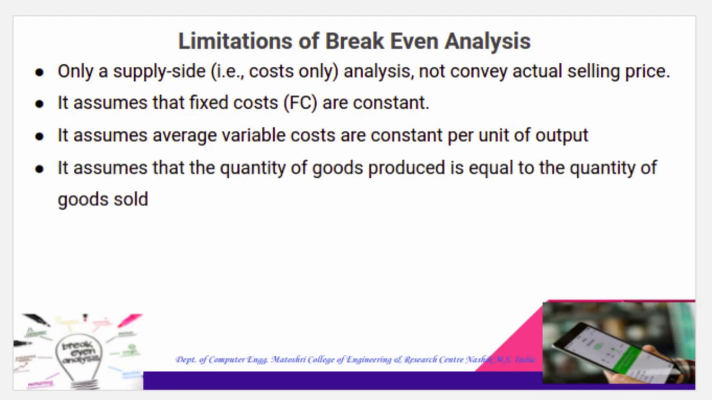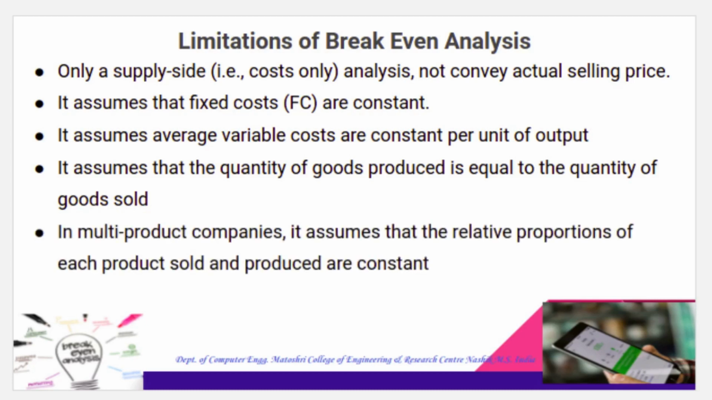It assumes that the quantity of goods produced is equal to the quantity of goods sold. There is no change in the quantity of goods held in inventory at the beginning of the period and the quantity of goods held in inventory at the end of the period. So sales are unlikely to be the same as output. There may be some build-up of stock or wasted output too.